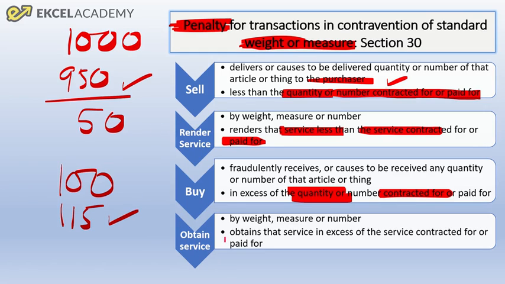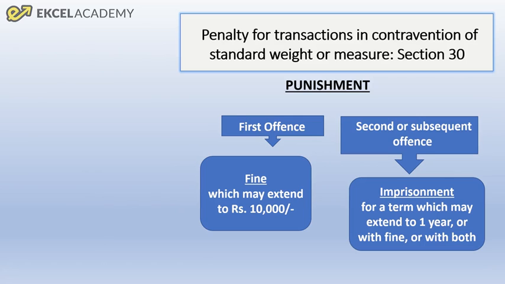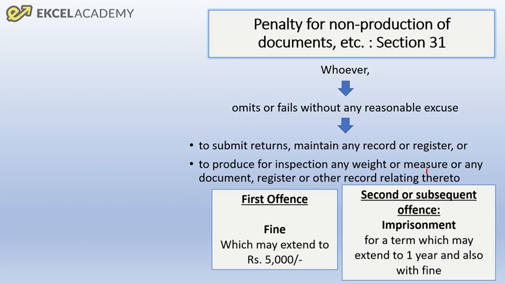Obtain service, when you take the service. So when you render service, when you are giving service; obtain service, when you take the service. So if you are taking service in excess of the service which you had agreed to pay for, that is also something which can be punished. What is the punishment? First offense 10,000. For second offense, same mistake again, imprisonment for a term which may extend to 1 year, or with fine and imprisonment. If you are very unlucky, both will come to you.